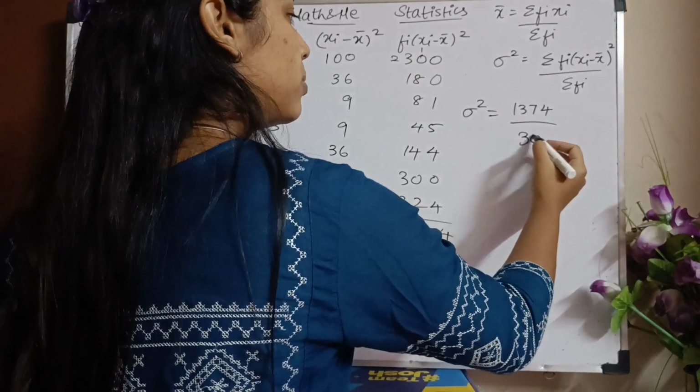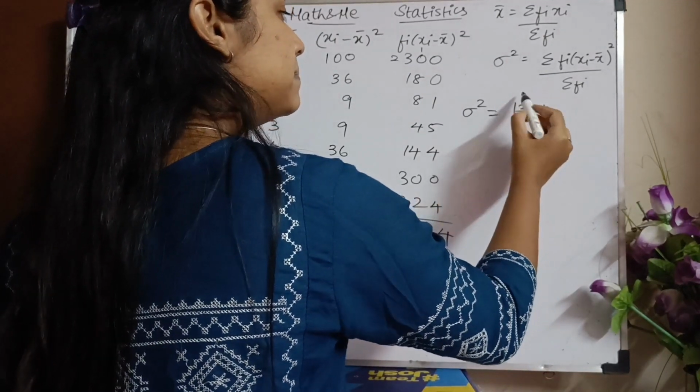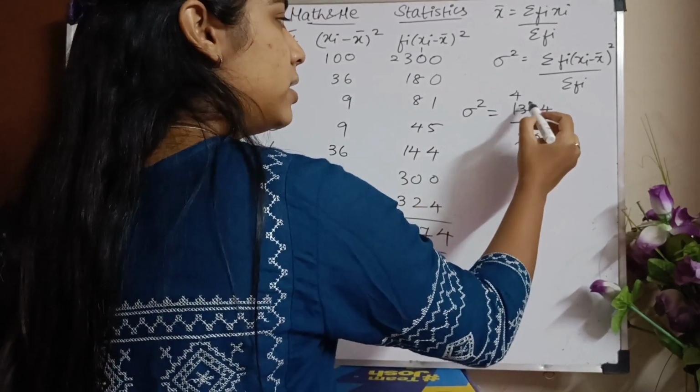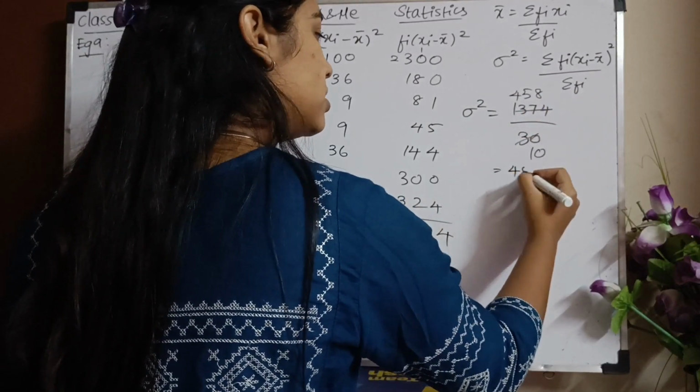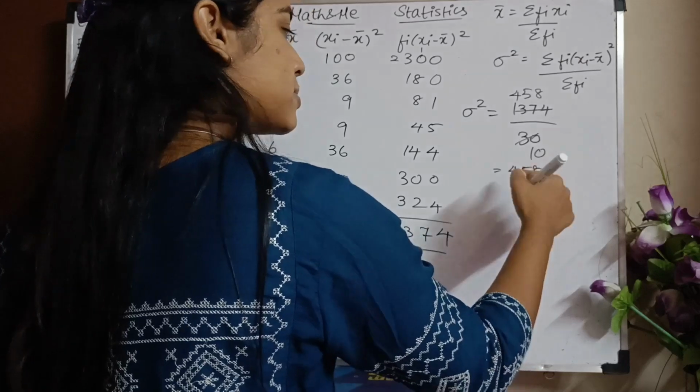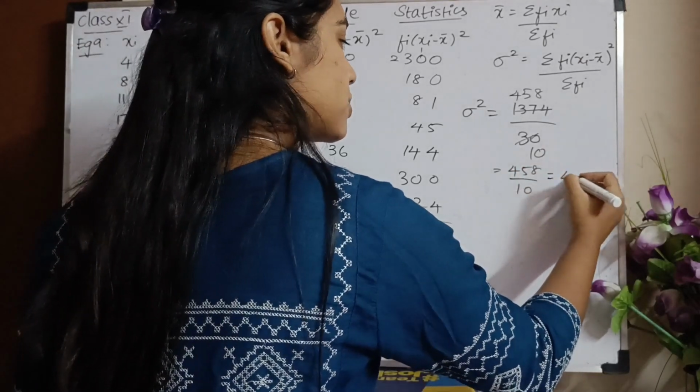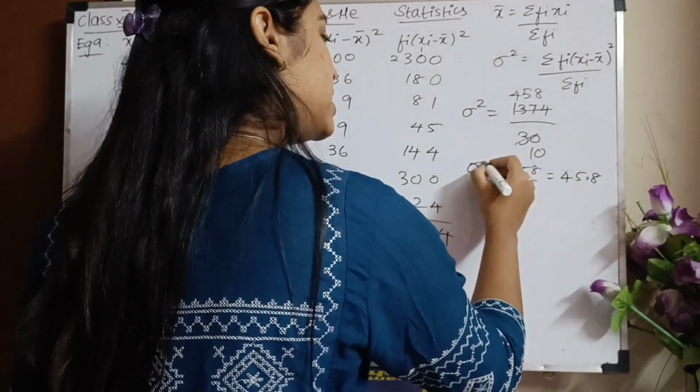So will the 3 table go? 3 4s are 12, 3 5s are 15, 3 8s are 24. So 458 divided by 10, the decimal place moves one place to the left. So I have 45.8. This is my sigma square.